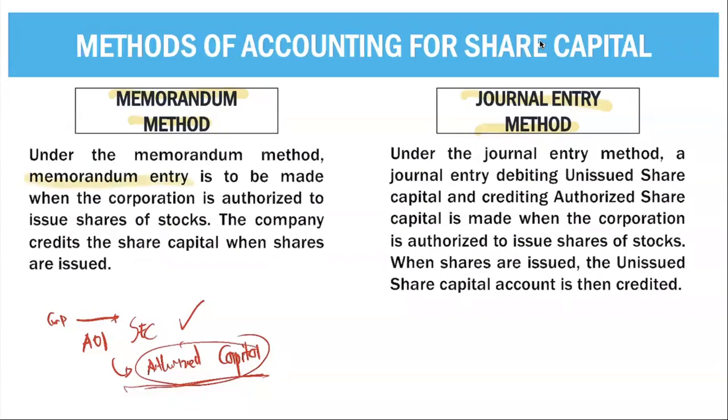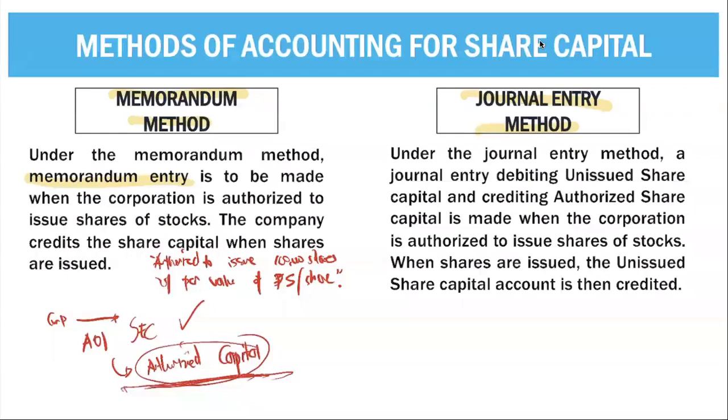So for example, authorized to issue 100,000 shares with par value of 5 pesos per share. Okay? So that is your memorandum entry. So how many shares were authorized for you to issue? 100,000 shares. Okay? So in this particular accounting, take note what we account is the authorized capital.